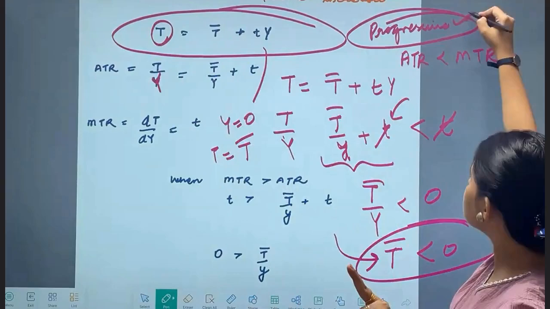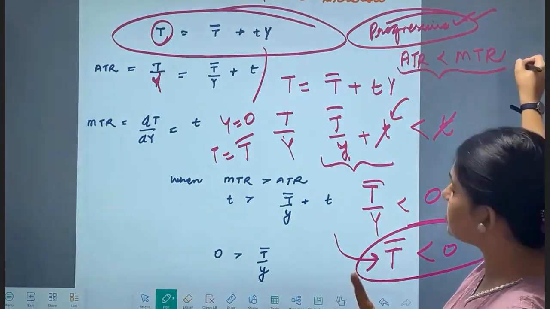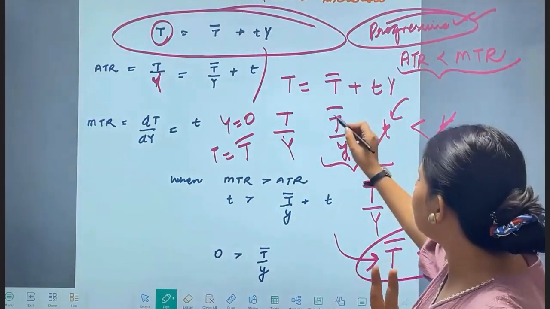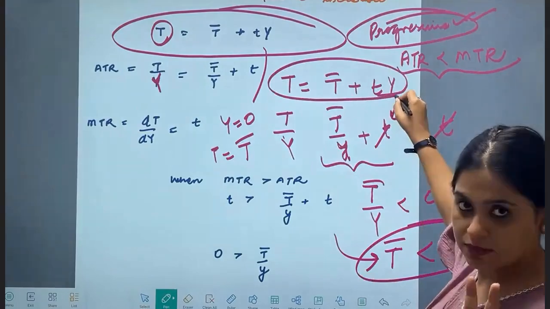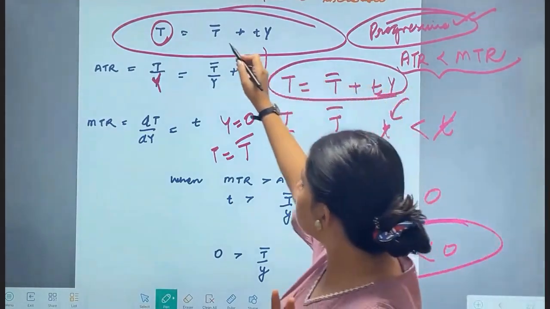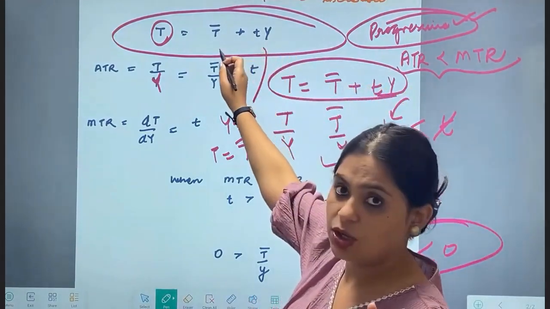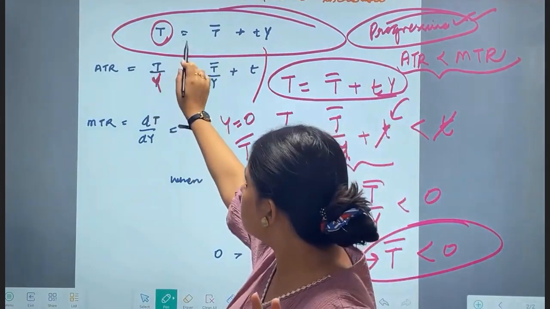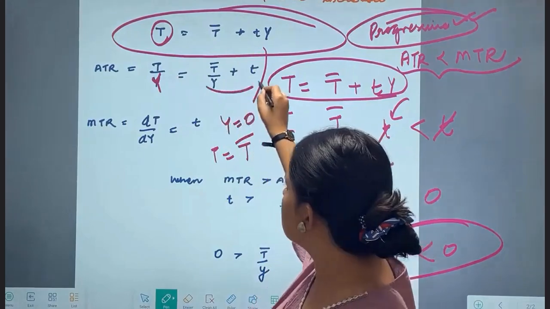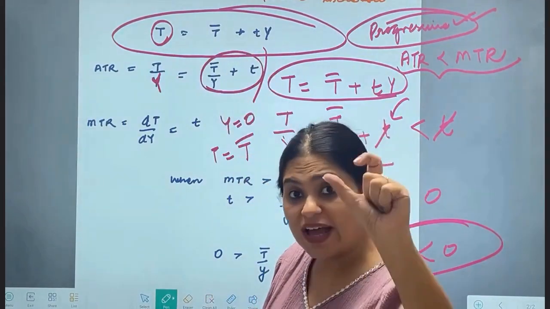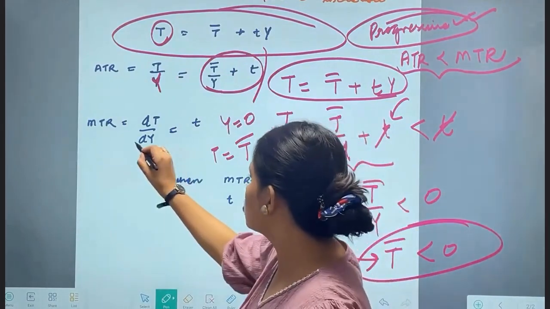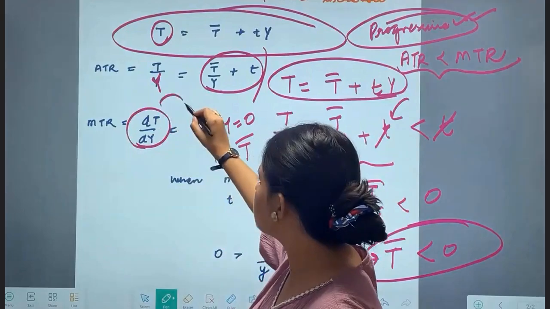And when it is progressive tax, ATR is less than MTR. What was ATR? We divided the whole function by y. So when my tax was t bar plus ty, for ATR I divided it by y. So I got this. What is MTR? Marginal tax: how tax changes as income changes. So how tax changes as income changes gives small t.